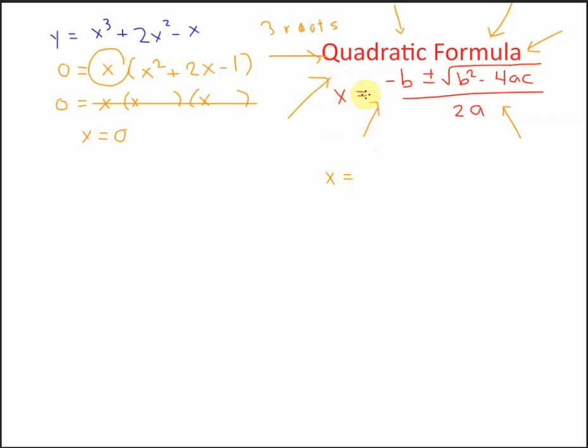Okay, so x equals negative b. We go here. This is a is 1, b is 2, c is negative 1. So we go negative b plus or minus the square root of b squared. So I have 2 squared minus 4 times a, which is 1, times c, all over 2 times a.